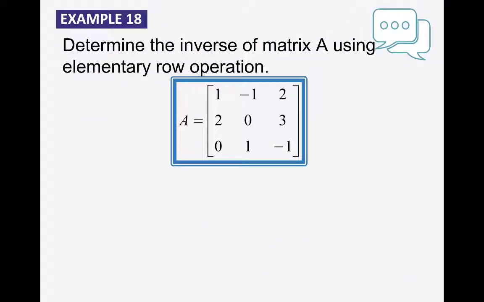For example, let's say example 18: determine the inverse of a matrix A using elementary row operations. The moment we are given elementary row operations, our first step is writing this down as an augmented matrix. How to write this as an augmented matrix? Number 1, we write 1, negative 1, 2, 2, 0, 3, 0, 1, negative 1. The augmented matrix is 1, 0, 0, 0, 1, 0, 0, 0, 1. So this is going to be your first step.